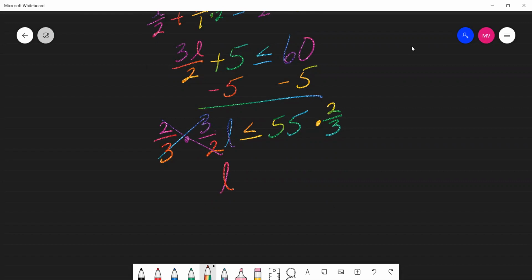So do we flip our inequality sign? No. Okay, so 55 times 2 is 100 plus 10, so 110 divided by 3. And that's where you get, they changed it into a mixed number, which is 16 2/3. Because 3 goes into 110 16 times with a remainder of 2. So the length must be no more than 16 2/3 feet.